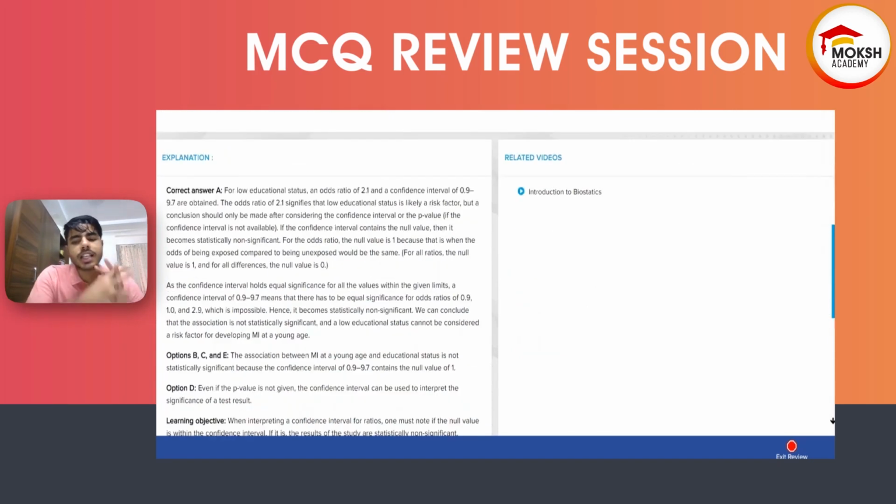So here is an explanation to it. For low educational status, an odds ratio of 2.1 and a confidence interval of 0.9 to 9.7 are obtained. The odds ratio of 2.1 signifies that low educational status is likely a risk factor, but a conclusion should only be made after considering the confidence interval or the p-value.